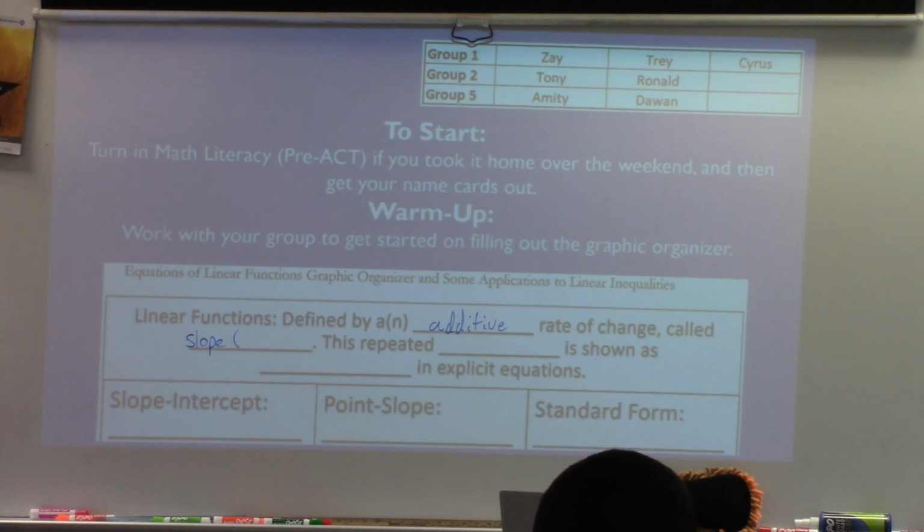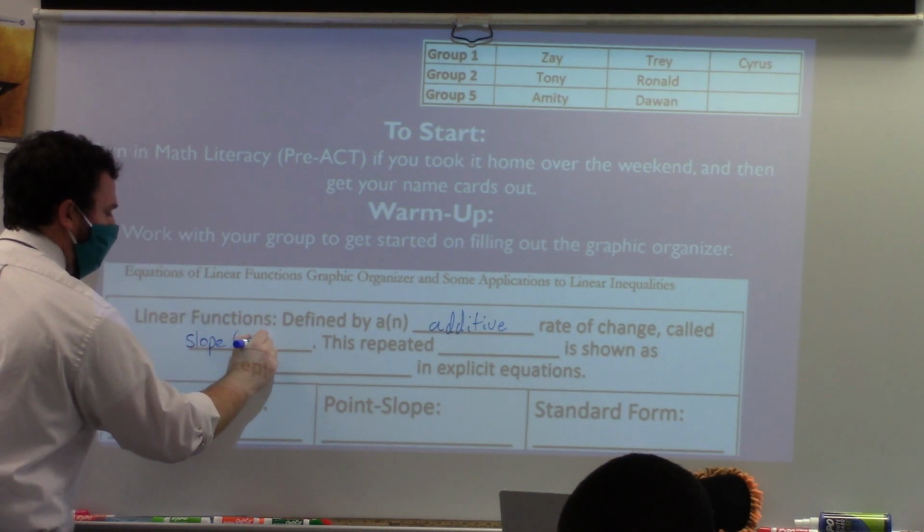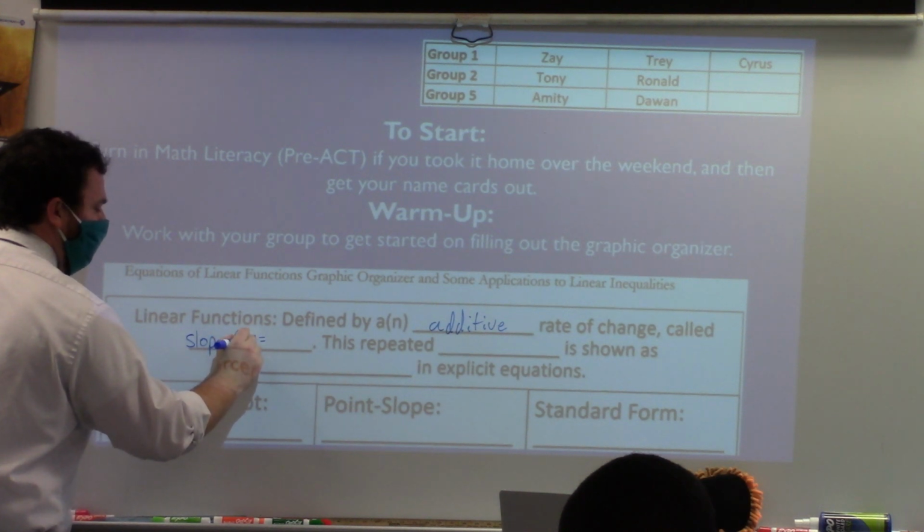What was the first one you said? D. Remember, D is that constant difference or common difference, which is equivalent to slope, but it's a little bit different. What letter for slope? M. Thank you. Our slope is M. And how do we calculate that slope?